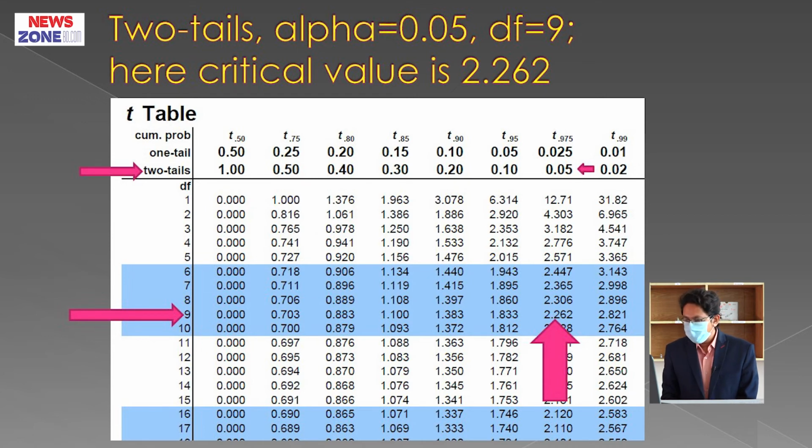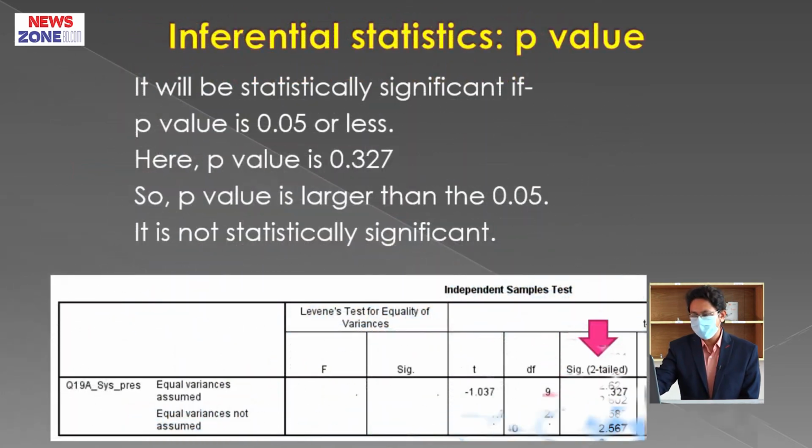So, the critical value is 2.262 and our t value is 1.037. Here we have to ignore the negative sign and we consider the value as 1.037, our estimated t value. So, we see that our estimated t value is smaller than the critical value in the t distribution table. That means t value is smaller than critical value, it is not statistically significantly different.